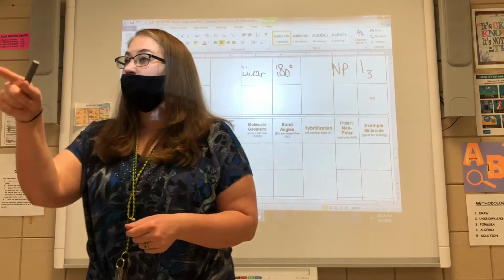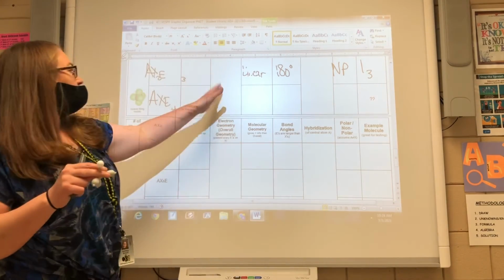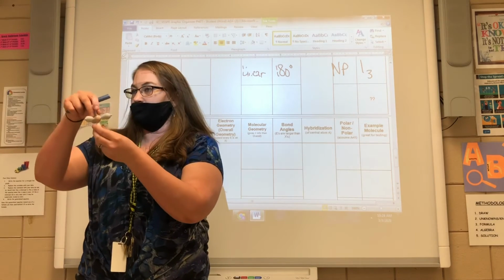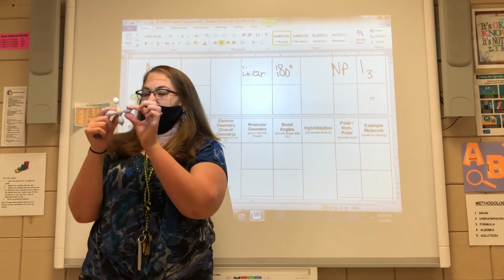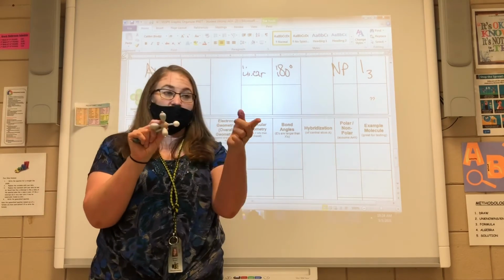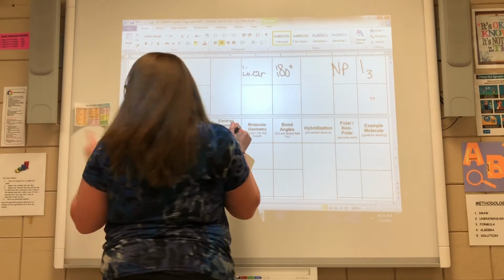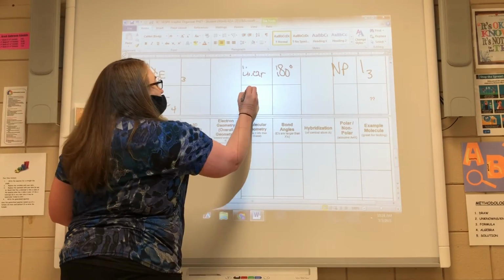The overall shape of the big column is still the trigonal bipyramidal. But what is just the atoms here? The beige and the white. What shape is that? A linear. It's in a line. I heard it over here too. So it is linear.